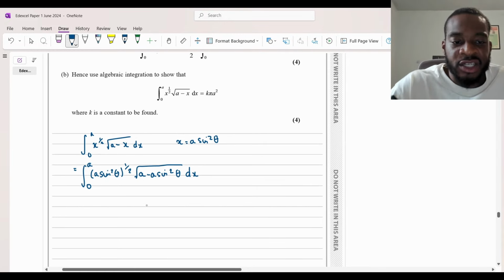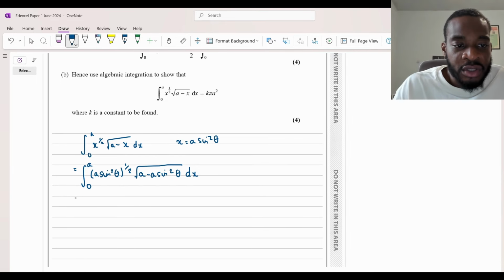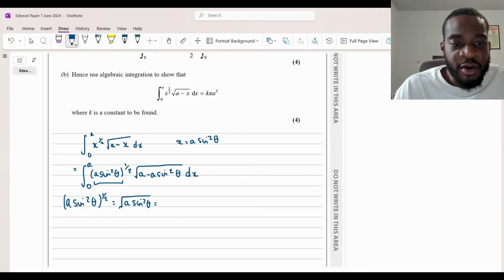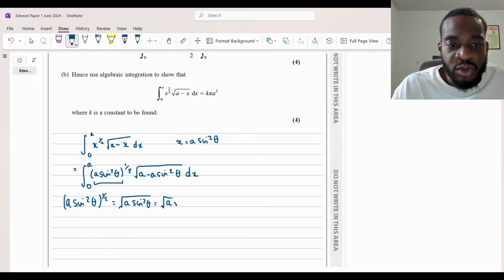What I would do is, there's a lot going on here, so I'm going to simplify these bit by bit and then put them back in. We'll start with this one. a sine squared theta to the half, right? We know that's the exact same as the square root of that, isn't it? And from our surd laws, we know that when we have a product, root ab is the same as root a times root b. We can say that this is root a multiplied by root sine squared theta. Now, root a is fine. What is the square root of sine squared? It's just sine, isn't it? So that just becomes sine theta there. So that one is done.